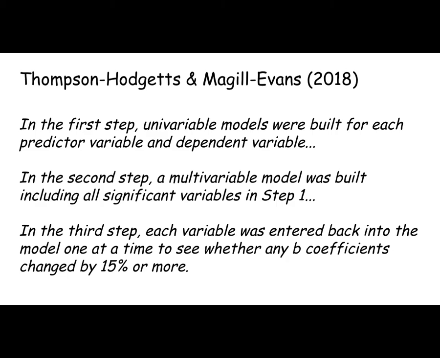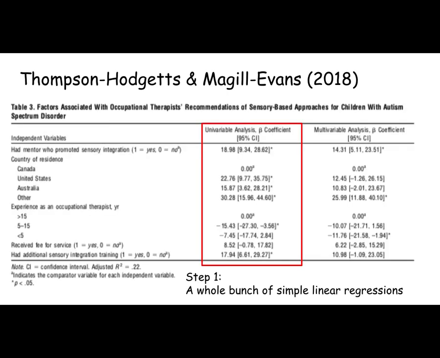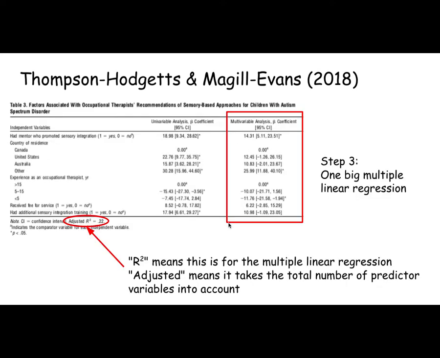What they're saying is that the first thing they did was they made a whole bunch of simple linear regressions. Those are their univariable models. So each one of these is y equals, this is the beta times x. And they did it with just one individual variable. And then in step 2 and step 3, that's where they created one big linear regression, multiple linear regression. So this is y equals all of these different betas times their respective x's.